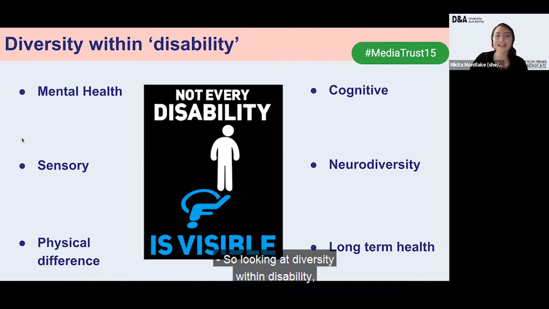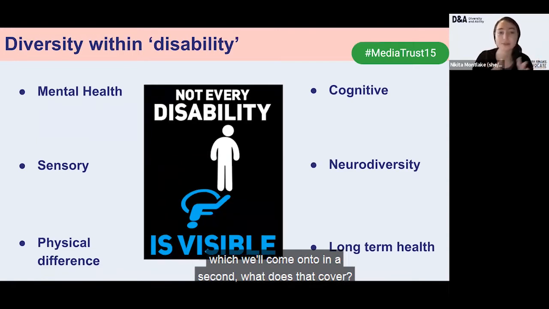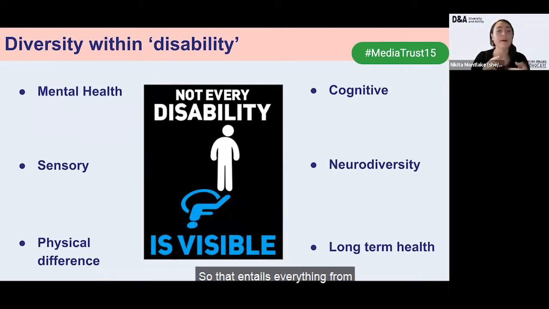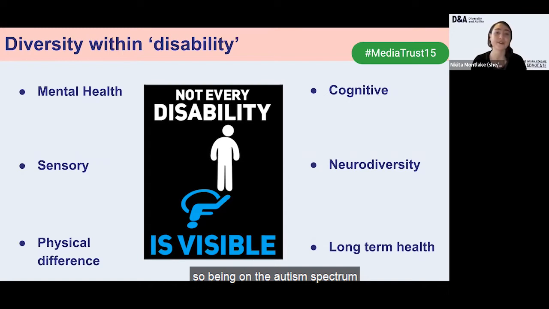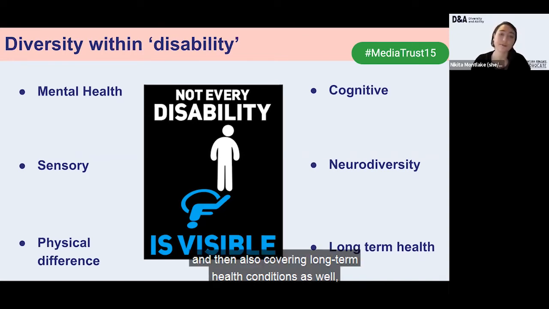So looking at diversity within disability, it's really important to bear in mind that disability itself is an umbrella term. And when we look at disability within the Equality Act, which we'll come on to in a second, what does that cover? So that entails everything from if you're facing mental health challenges, if you have any sensory impairments, so being deaf or being blind, for example, any kind of physical differences, any cognitive differences or neurodiversity, so being on the autism spectrum or being dyslexic or ADHD, for example, and then also covering long-term health conditions as well.